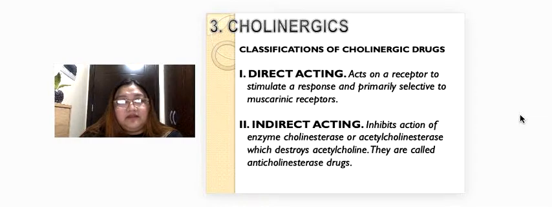Pag indirect naman, they inhibit cholinesterase or acetylcholinesterase. Ano ba yung cholinesterase or acetylcholinesterase? It's an enzyme which destroys acetylcholine. And when they destroy cholinesterase, nai-increase yung acetylcholine, which is neurotransmitter for the parasympathetic nervous system. Ang mga gamot na ito, ang tawag sa kanila ay anti-cholinesterase drugs. Minsan, tinatawag din silang cholinesterase inhibitors or acetylcholinesterase inhibitors. Okay?